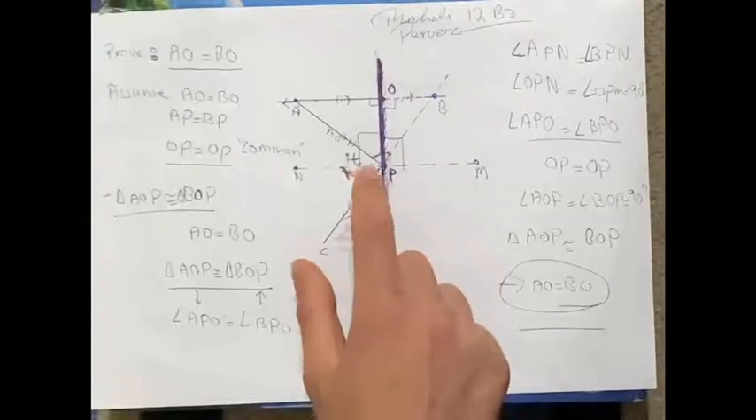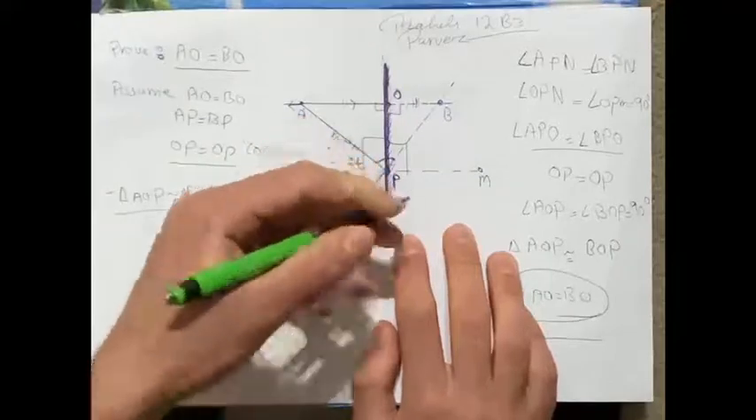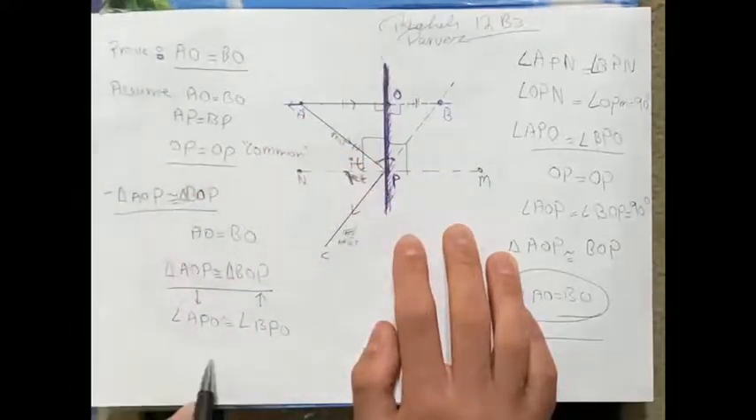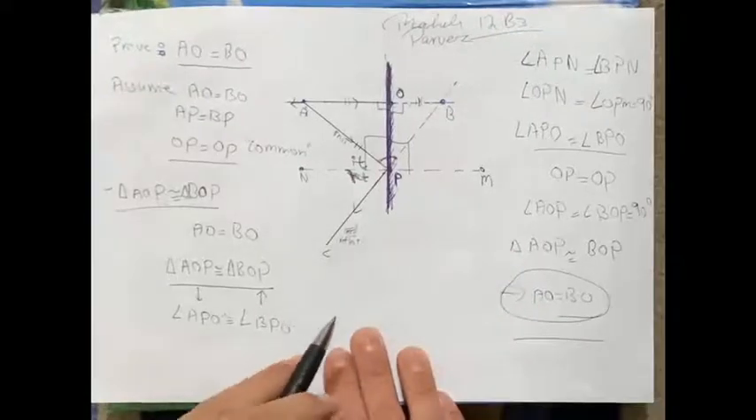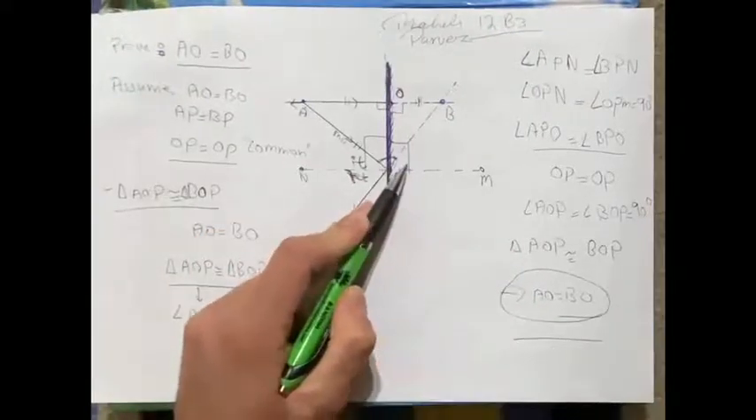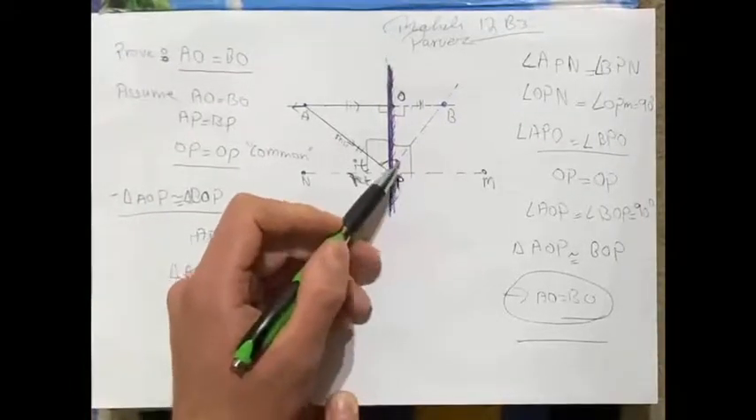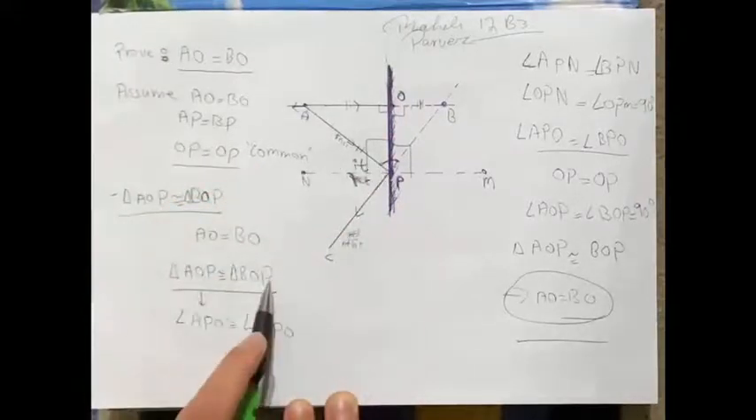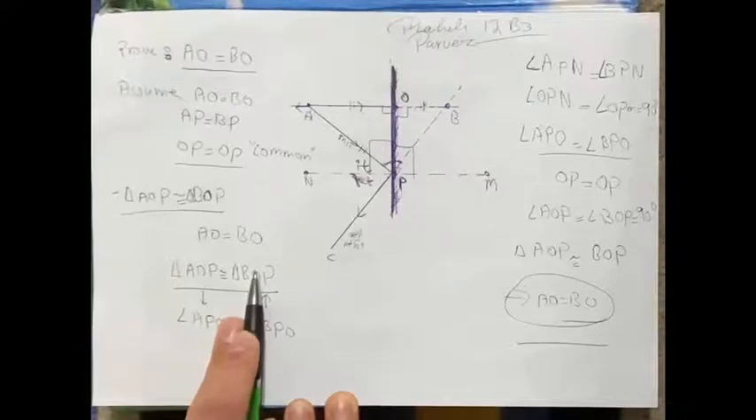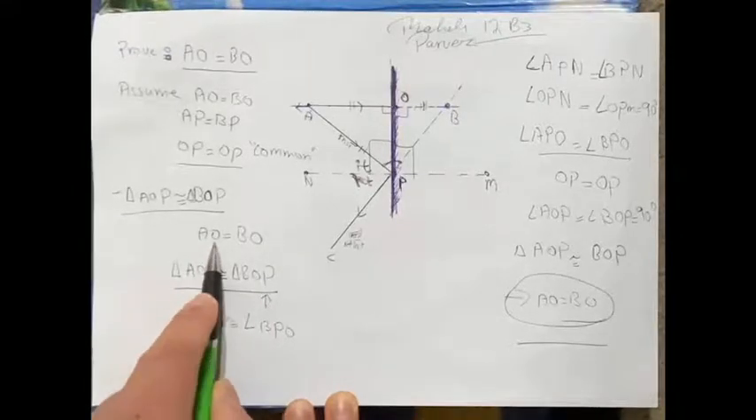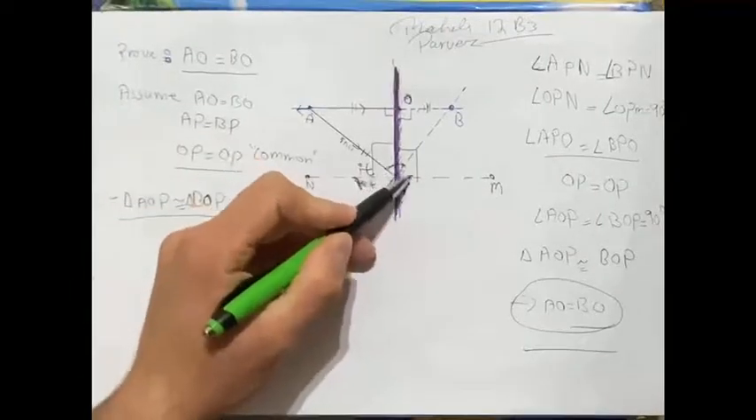What about these angles right here? I have to prove that angle APO is congruent to angle BPO. So to prove these two angles, I need these angles. If I can prove these angles are equal, then I can say that these triangles are congruent. And if these triangles are congruent, then I can say AO is equal to BO. How do we prove that these two angles are equal?